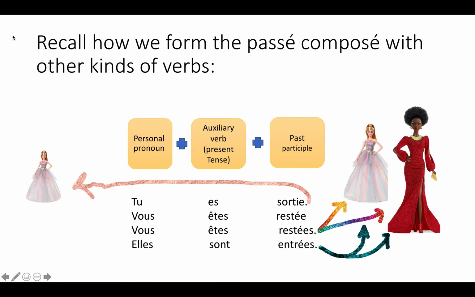Okay, so let's look. Tu es sorti, we added an E because apparently we're talking about a female. Vous êtes resté, I guess we were talking about a female that we're formal with. Vous êtes resté, okay, apparently we're talking to more than one person and they're both feminine, so we add ES. Remember, vous is the one verb where we actually don't know how many people we're talking about. We only know from context. Elles sont entrées, well, we're talking about more than one person and they're both female, so we added an ES.